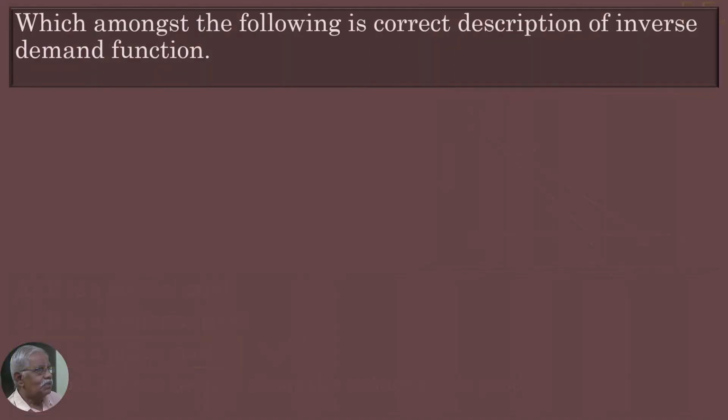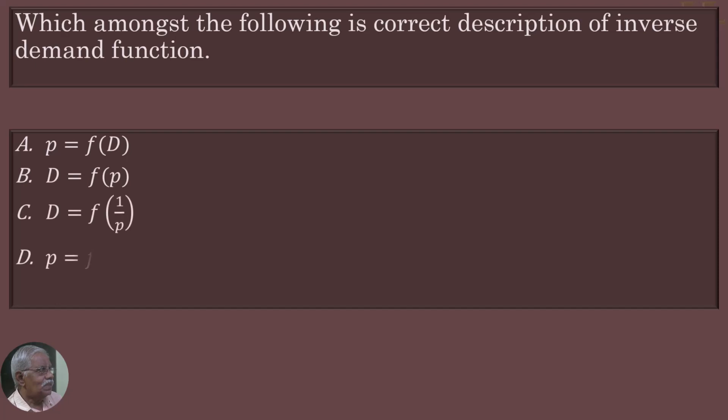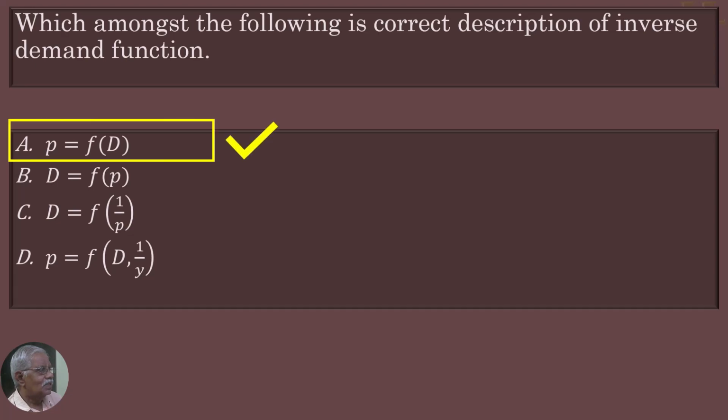Which amongst the following is the correct description of inverse demand function? P is a function of D. D is a function of P. D is a function of 1 by P. P is a function of D, comma 1 by Y. The correct answer is P is a function of D. Demand function is given as D is a function of P. Its inverse is P is a function of D. Please keep that in your mind.